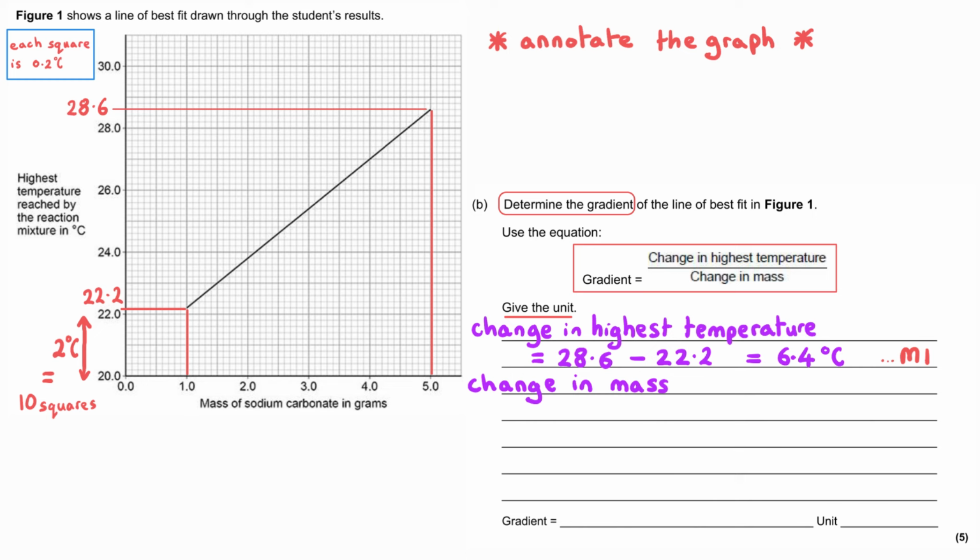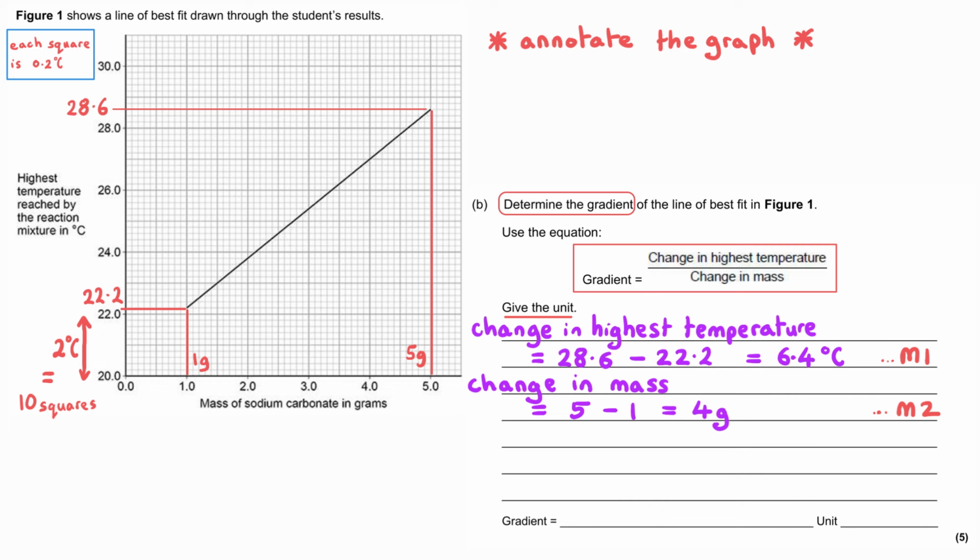The change in mass is much easier. First of all, we had 1 gram, and then we had 5 grams for the values that I'm using here. And so the change is 5 minus 1, which is 4 grams. That is our second mark.